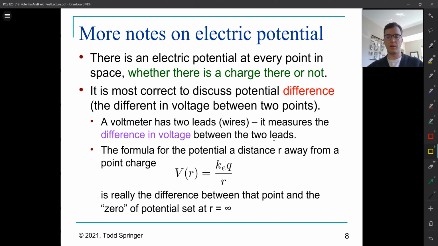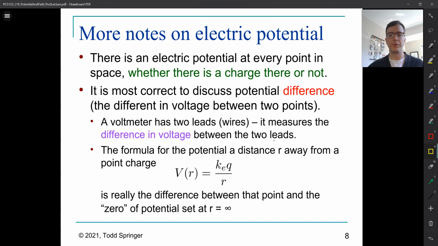A couple more notes about electric potential. I mentioned this before, but there's an electric potential at every point in space, even if there's no charge there, just like electric field, right? And also gravitational field. Like this point, there's nothing here, but there's a gravitational field there, and there's a height. I can say that this point has a certain height above the ground. It's the same way with electric potential. I would say this point has a certain voltage, even though there's nothing there, and it might also have an electric field at that point.